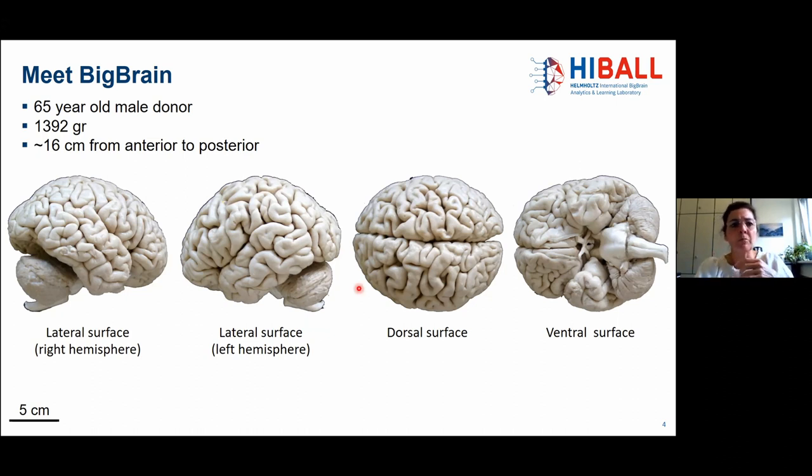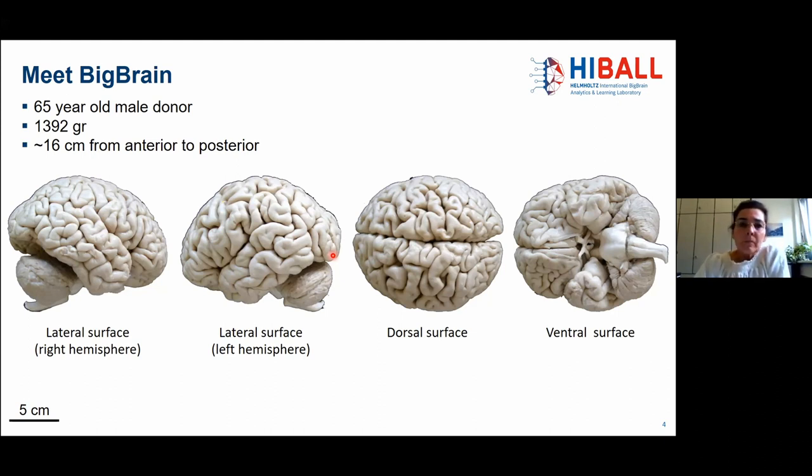because it was from front to back approximately 16 centimeters long. And sectioning this brain into the 20 micrometer sections, which were used to create the atlas, resulted in the grand total of approximately 7,000 sections.